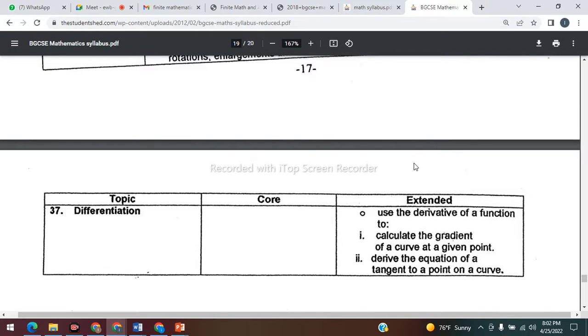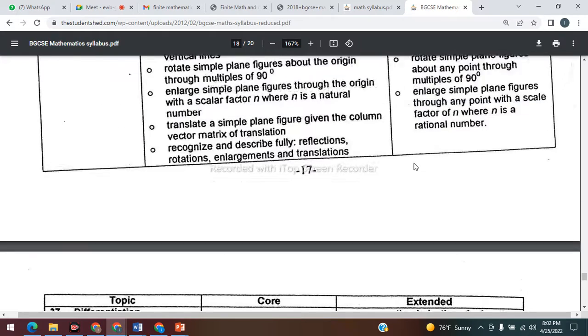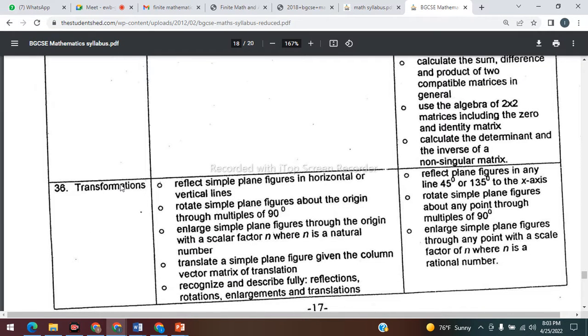All that. Can we get just a little bit more practice on matrices? And transformations. Matrices and transformations. No problem.